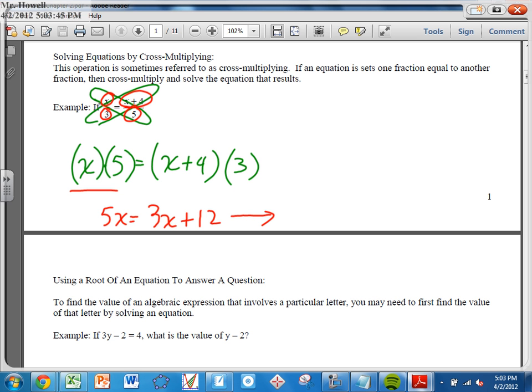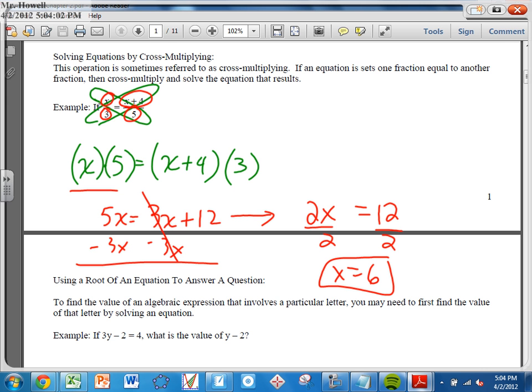If we go on to solve this, we can say, all right, well, I'm subtracting 3x, subtract 3x. I'll move to the right over here now, I end up getting 5x minus 3x is 2x. On the right-hand side, those cancel. 2x equals 12. Divide by 2, divide by 2, x is equal to 6.